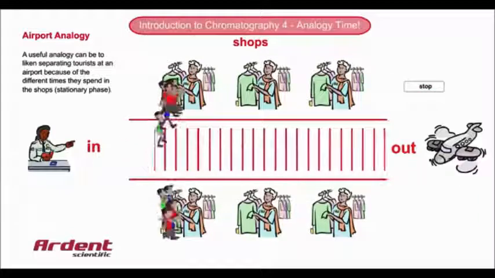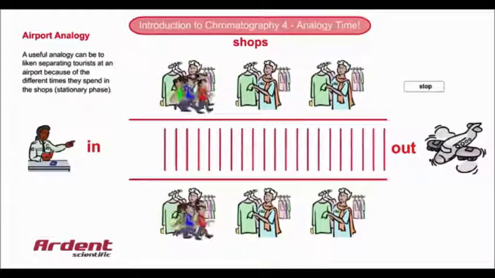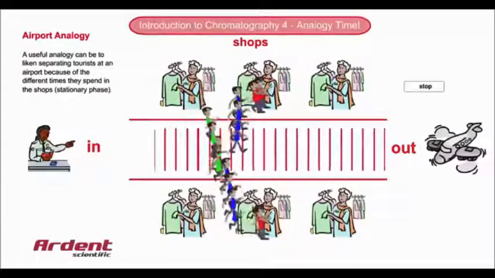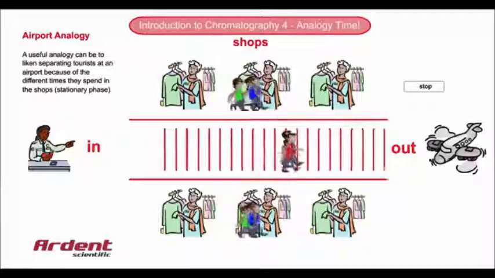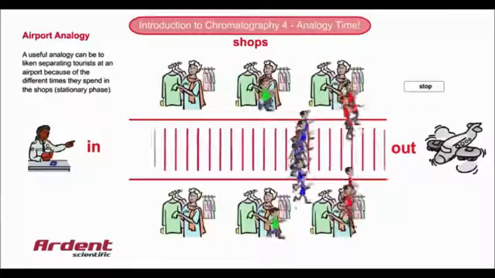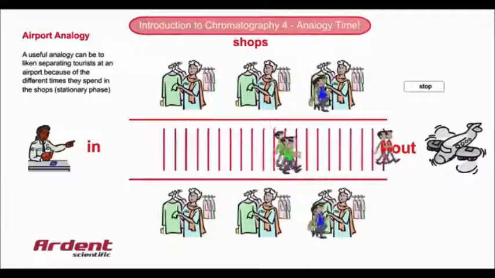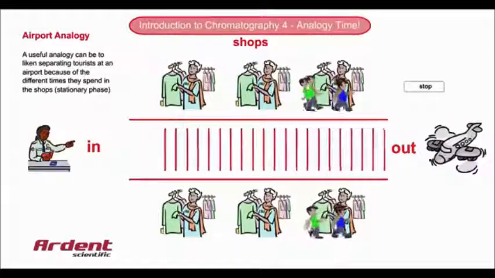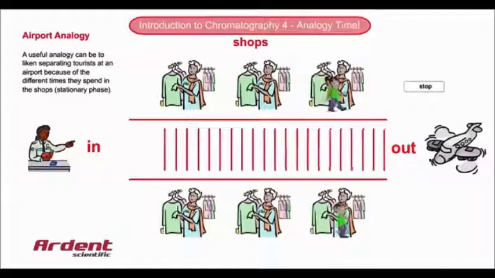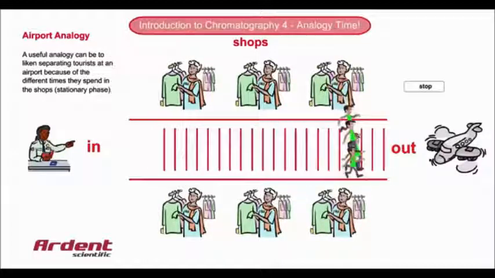Hopefully you can see the similarity here to chromatography. The moving walkway is the mobile phase, and the shops, well, they're the stationary phase. The time the tourists spend in the shops determines how long it takes them before they get onto the plane. The flip side of all this is that all the tourists, regardless of which colour they are, spend equal amounts of time on the moving walkway.